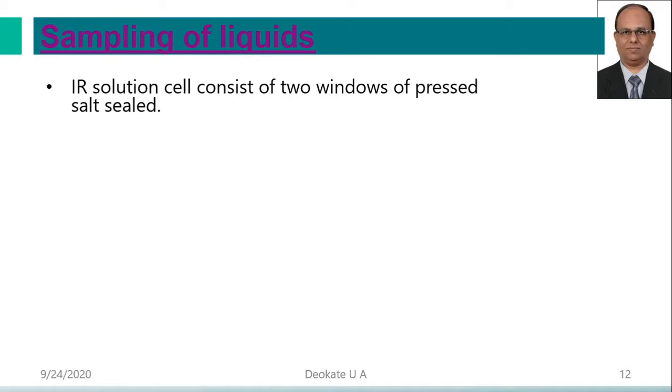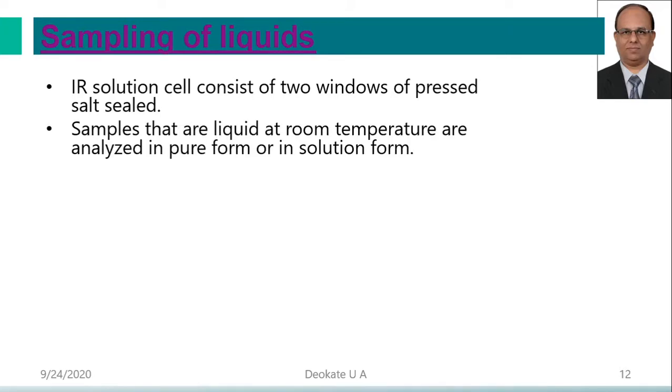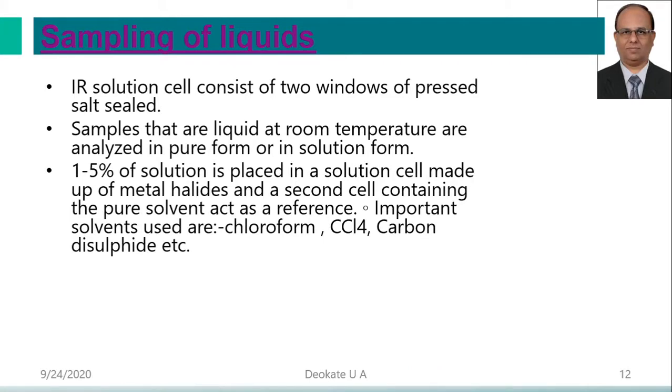They use two windows of pressurized salt which is sealed. Samples that are liquid at room temperature are analyzed in pure form or in solution form. A 1 to 5% solution is placed in the solution cell made of metal halides, and a second cell containing the pure solvent acts as a reference. So two cells we need to keep in the double beam instrument. Generally the common solvents are chloroform, carbon tetrachloride and carbon disulfide.